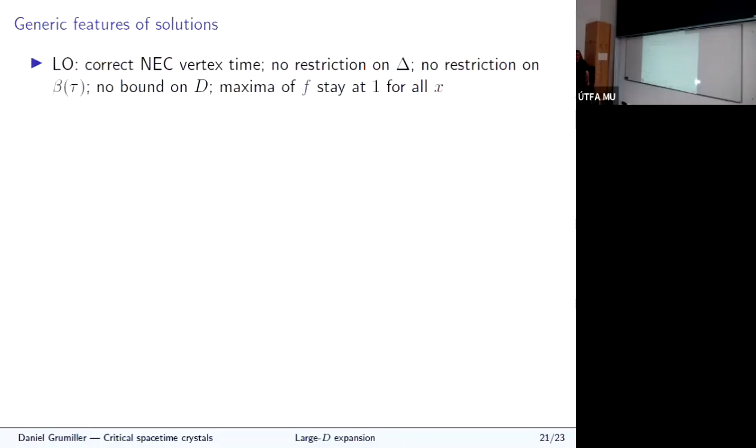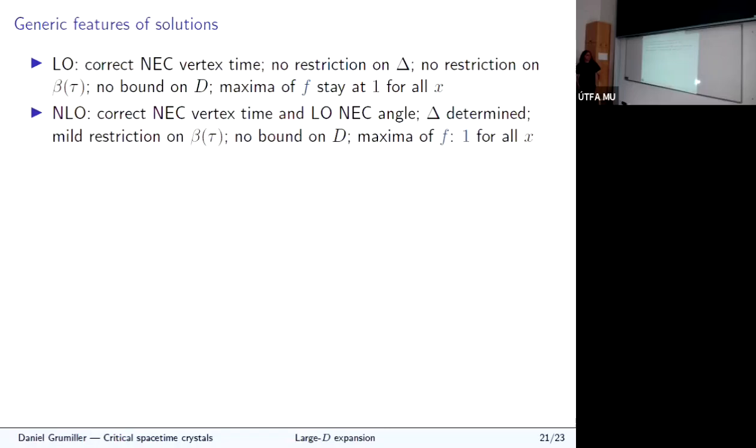So let me just summarize some generic features of solutions at various orders. For leading order, you get the correct neck vertex time, no restriction on the Ekman period, no restriction on this arbitrary function, no bound on the dimension, and the maximum of the function has to stay at 1 for all various levels. And these features, well, we don't see them finally.